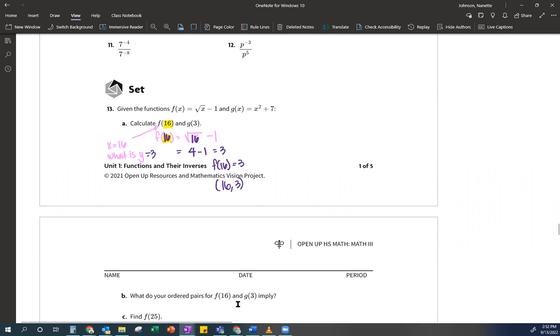I want to do that really quick because they ask you a really cool question here. I'm going to do the same thing. I'm going to put a 3 right here, a 3 right here, and a 3 right here. That's literally what my brain is telling me to do. So 9 plus 7 is 16. So g of 3 equals 16, and the point is 3 comma 16.